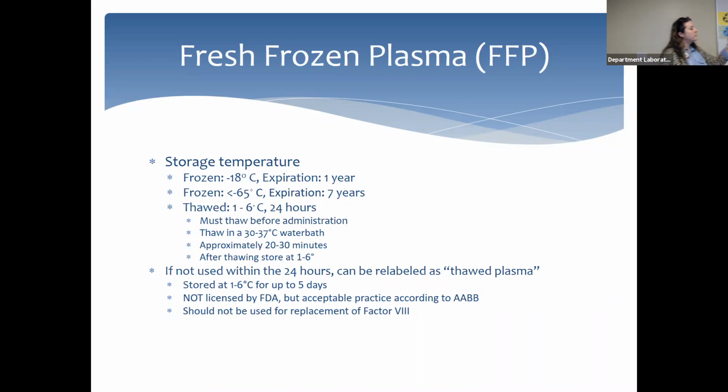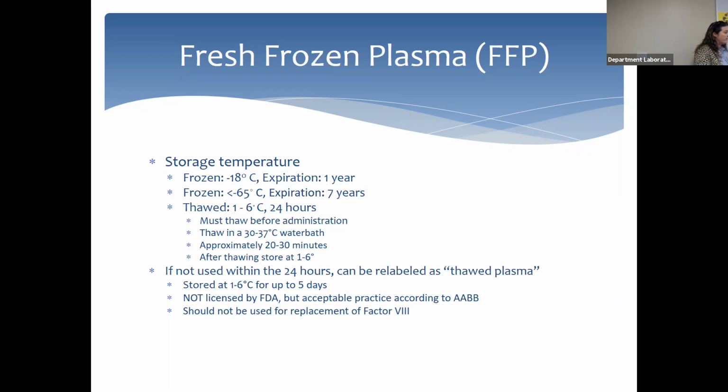Okay, so after the thawing process, your product attribute changes from fresh frozen plasma to thawed plasma. Once you thaw it, it is good for 24 hours, okay, stored at refrigerated temperature.